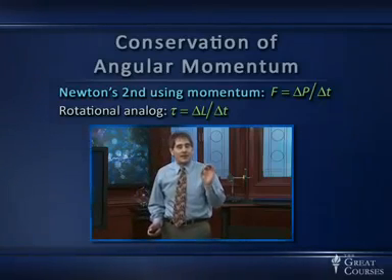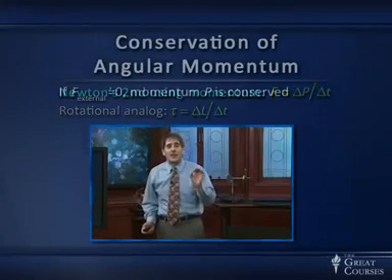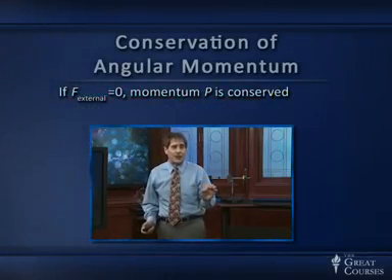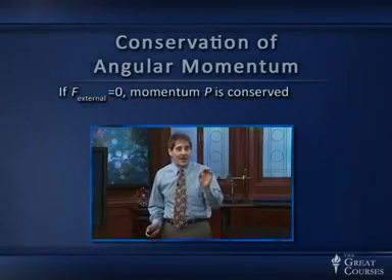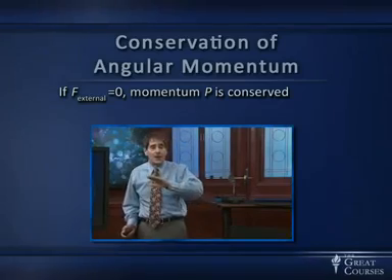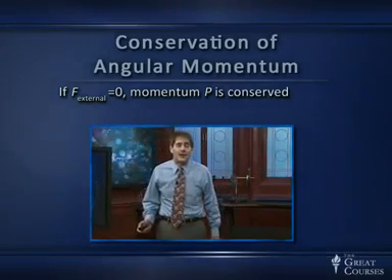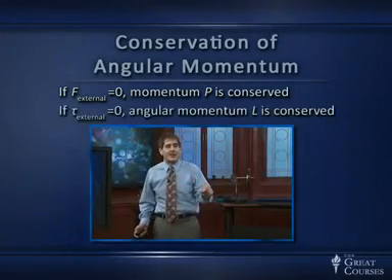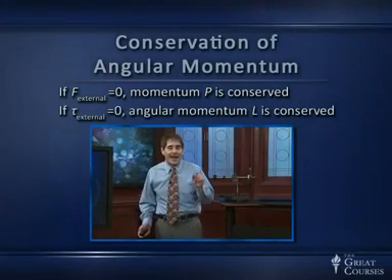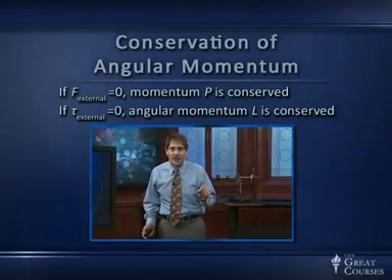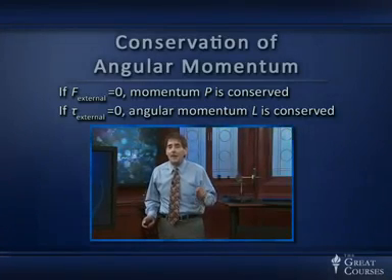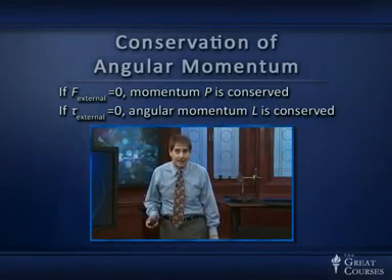We came to the conclusion, the great big conclusion, that when a system is subject to no external forces, its momentum is conserved. If F external is 0, the momentum P of a system is conserved. Now we can draw the analogous conclusion for angular momentum. If there are no external torques acting on a system, the angular momentum of the system cannot change. The angular momentum of the system must be conserved in that case.